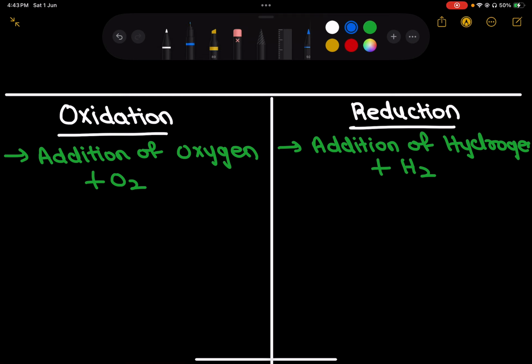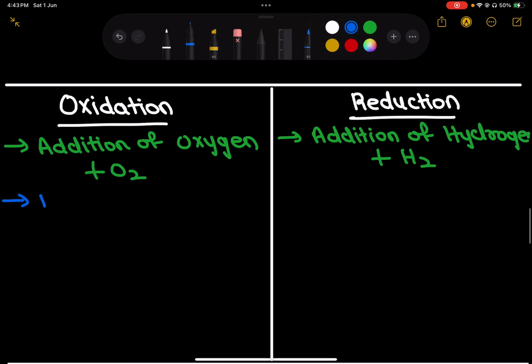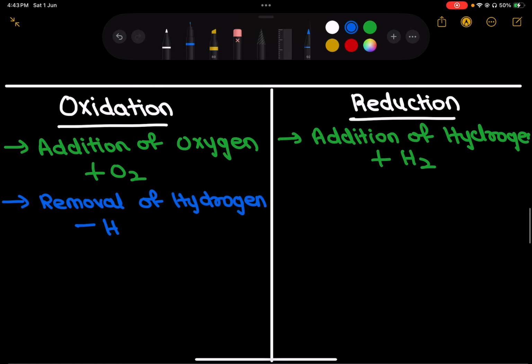Okay. Next point, removal. I'm sorry. Removal of hydrogen is oxidation, so it will be minus H2, or removal of oxygen is reduction, so it is minus O2. It's exactly opposite. Oxidation and reduction are exact opposites of each other. Okay, so this is the loss and gain concept.